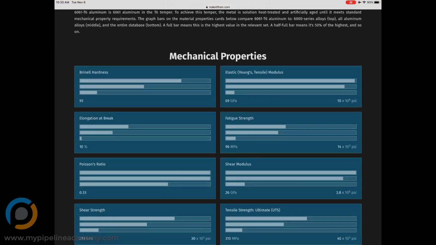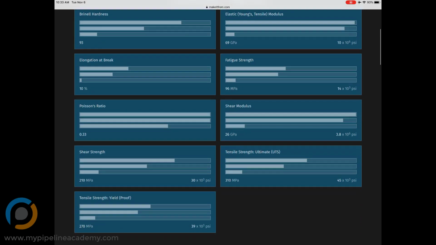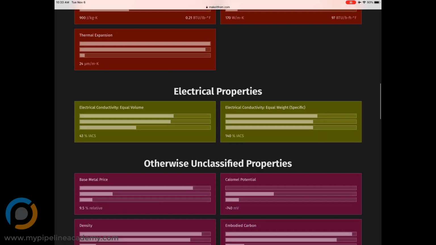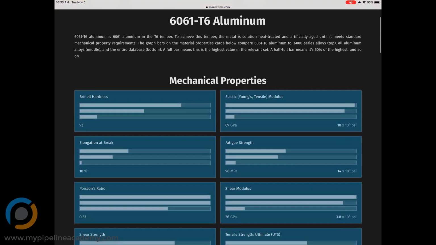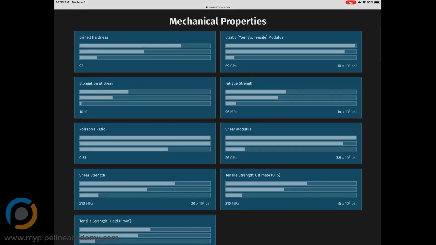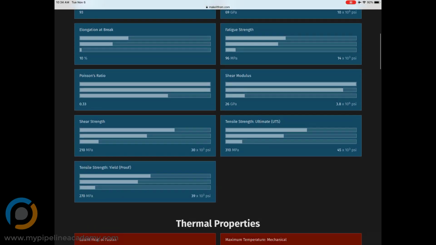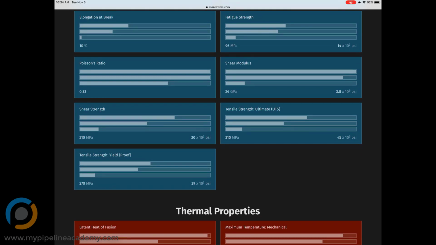And you made a good point that this can all get overwhelming for people in the beginning. So don't feel like you need to remember all of these different properties or even understand all of them because there are a lot here. But all we're looking for right now is the yield strength. I'm just going to read through these: hardness, Young's modulus, elongation, fatigue, Poisson's ratio, shear modulus, shear strength, tensile strength ultimate, and tensile strength yield. That last one, tensile strength yield, is the one we're after. That is our yield strength.